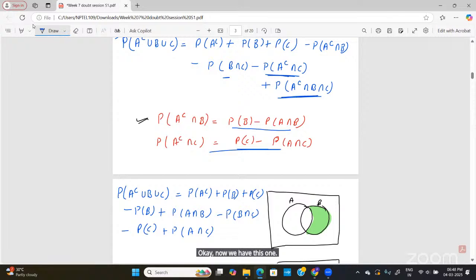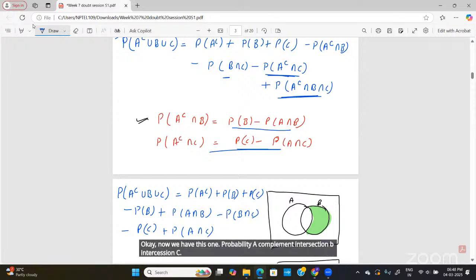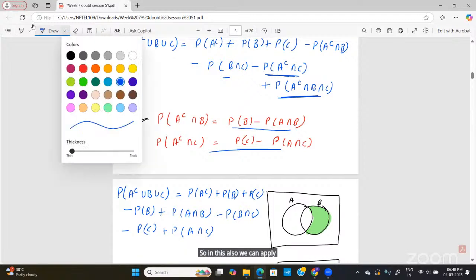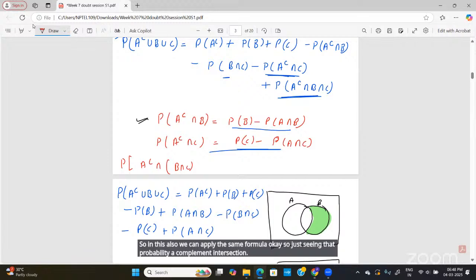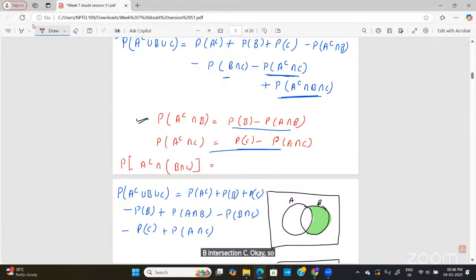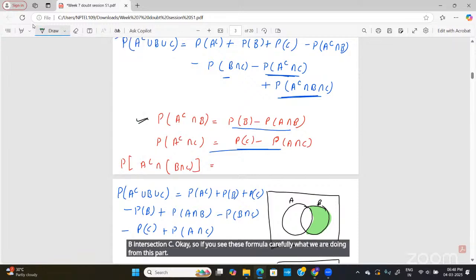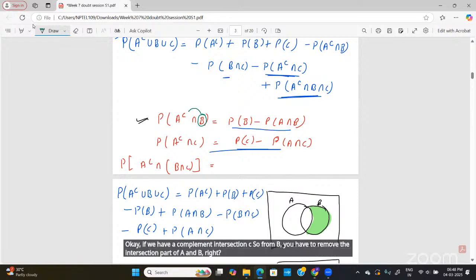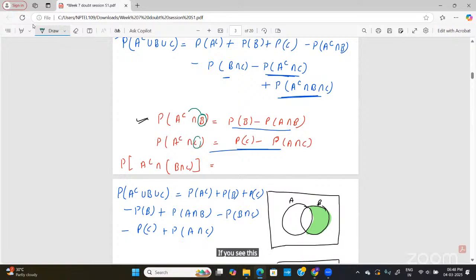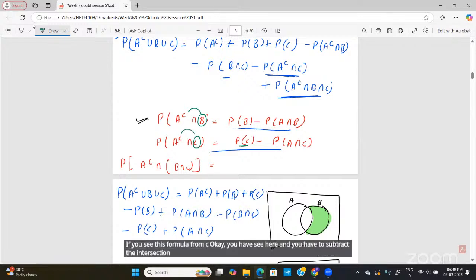Probability of A complement intersection B intersection C. In this also we can apply the same formula. If you see this formula carefully, for A complement intersection C, from B you have to remove the intersection part of A and B. Similarly, from C you have to subtract the intersection part of A and C.